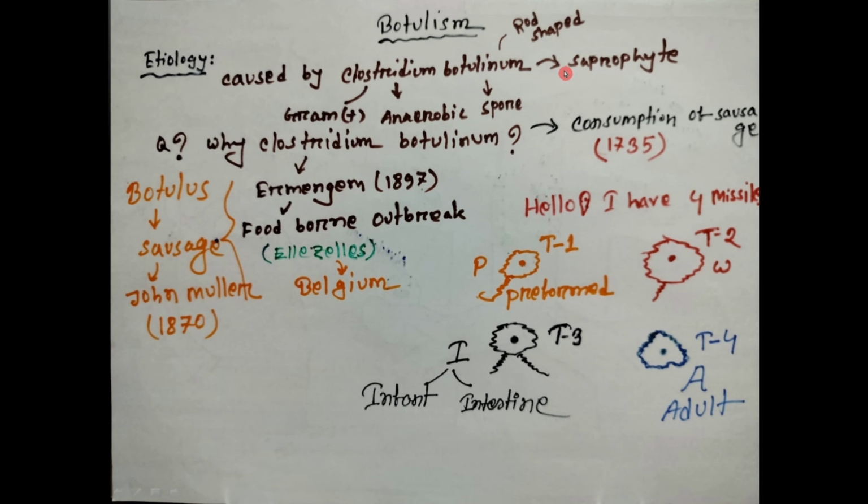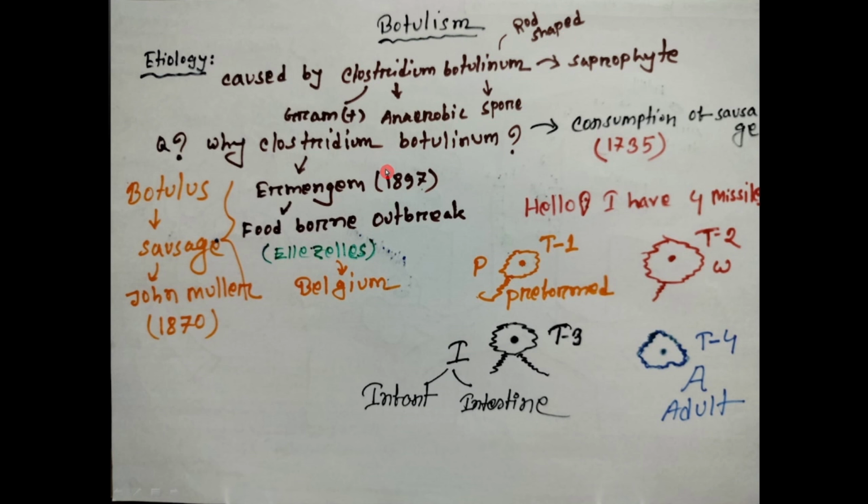Okay, and this is also a saprophyte. What does it mean by saprophyte? Saprophytes are those bacteria or organisms which grow on decaying or putrefactive materials. So this is also one kind of saprophytic bacteria. Then, according to its morphology, this is a rod-shaped bacterium.